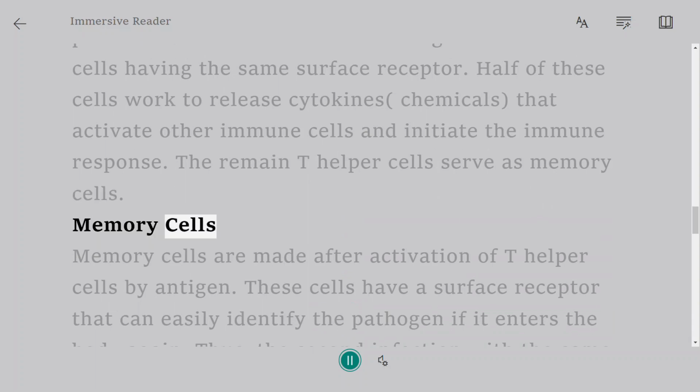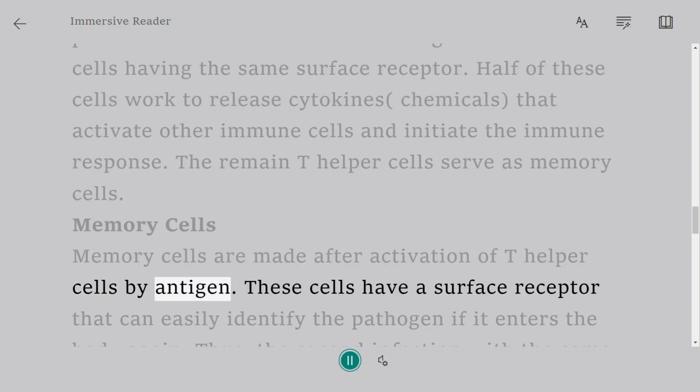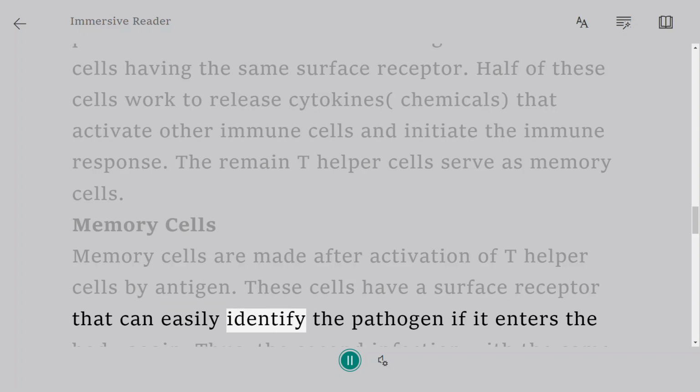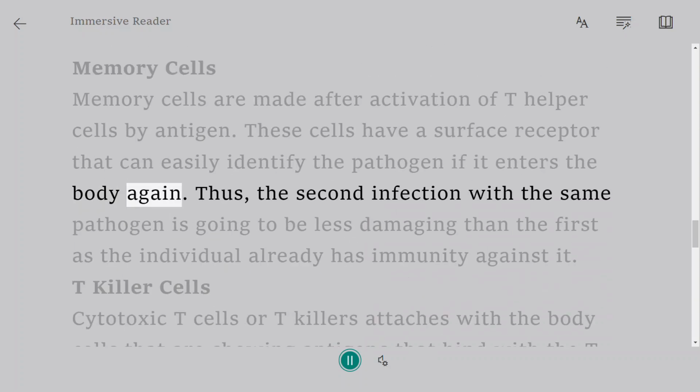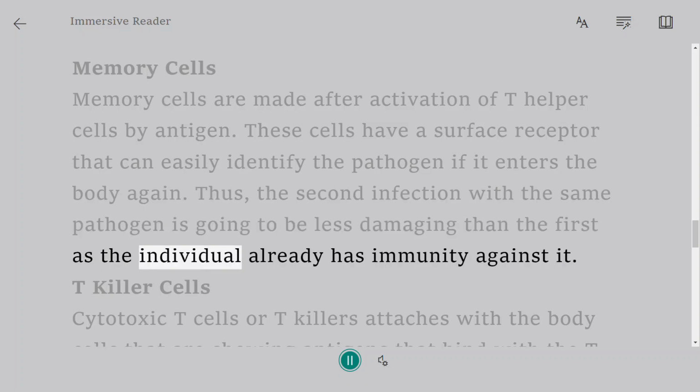Memory cells. Memory cells are made after activation of T helper cells by antigen. These cells have a surface receptor that can easily identify the pathogen if it enters the body again. Thus, the second infection with the same pathogen is going to be less damaging than the first, as the individual already has immunity against it.